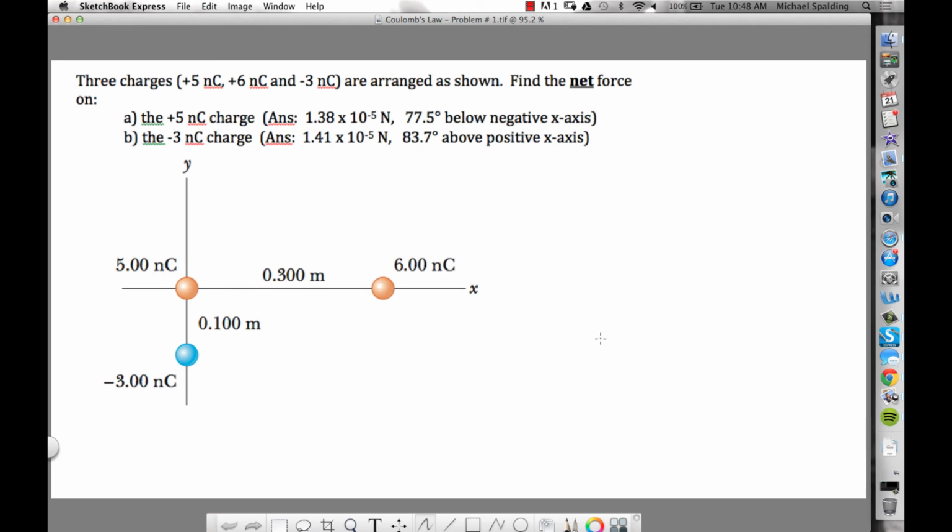Okay, so this is a good Coulomb's law problem. We have 3 charges, and they're arranged on an XY axis. These are 2 different questions here. A and B are completely separate. So we have 3 charges.